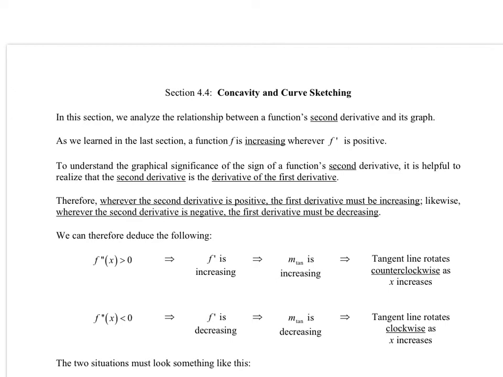So we use a function's first derivative to find those critical points where the peaks and the valleys of the graph are. And as we found out in section 4.3, wherever f prime of x is greater than 0, that implies that the function f is increasing.